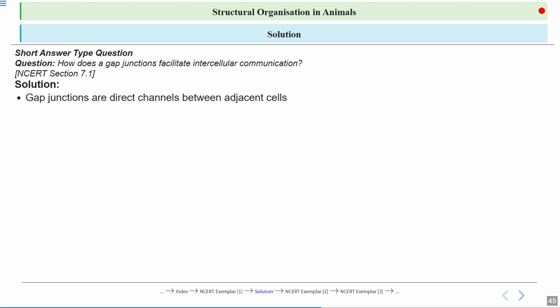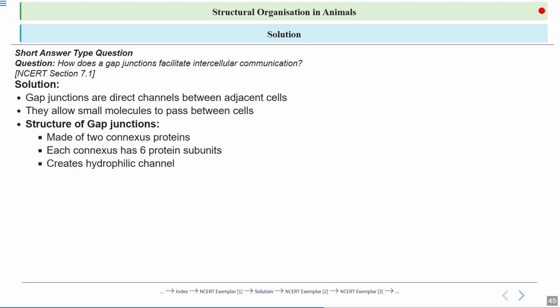Gap junctions are direct channels between adjacent cells. These are the channels. You can say there is a connection through these gap junctions from one cell to another, the adjacent one. And they allow small molecules to pass between the cells. Small molecules can pass from one cell to another cell through the channel that is established between the cells. The structure of a gap junction is made up of two connexon proteins.